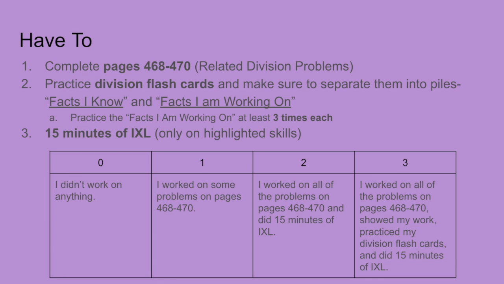And then when you're done with that, you're going to do 15 minutes of IXL only on the highlighted skills. If you look below, you can see a rubric of how you're going to be scored. And to get a 3, you need to say that I worked on all of the problems on pages 468 to 470, showed my work, practiced my division flashcards, and did 15 minutes of IXL. Make sure those IXL skills are only on the highlighted skills.